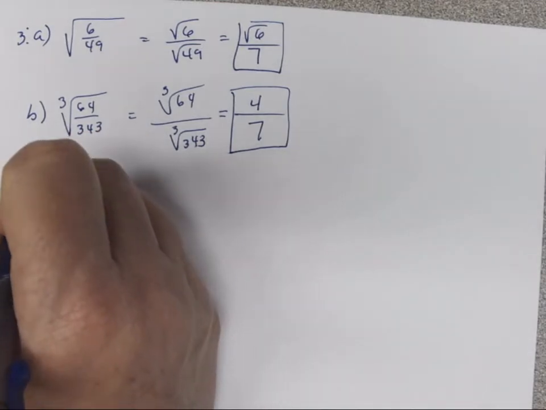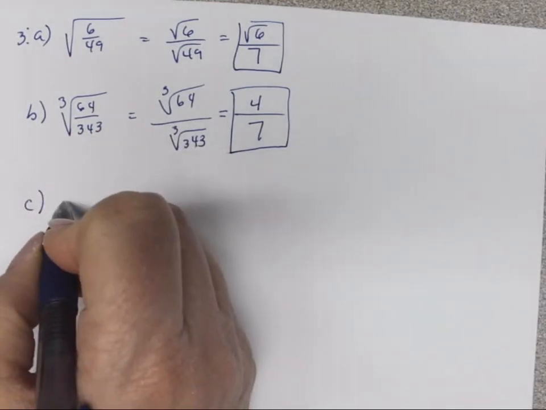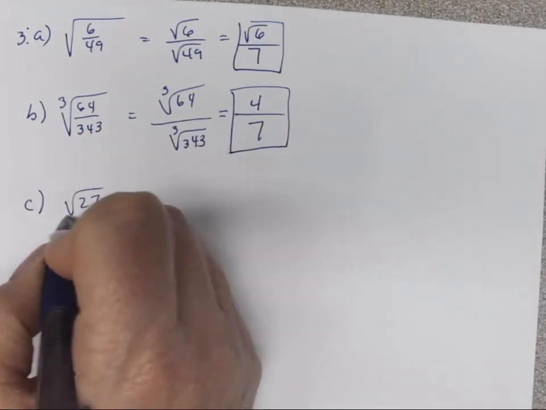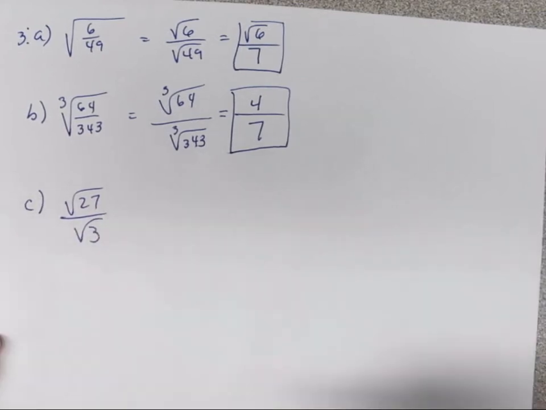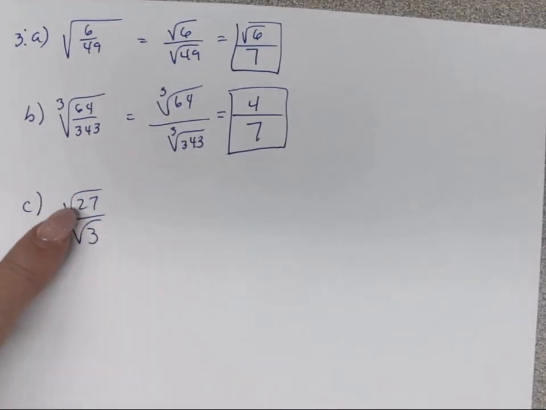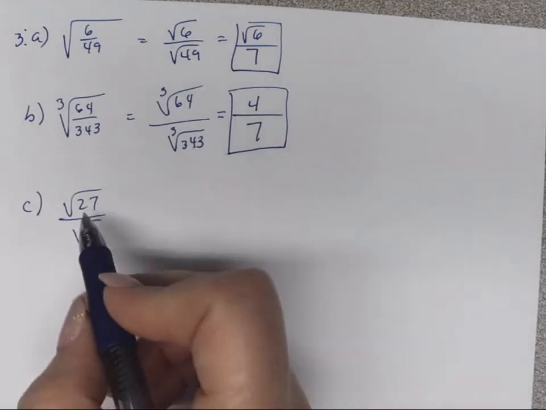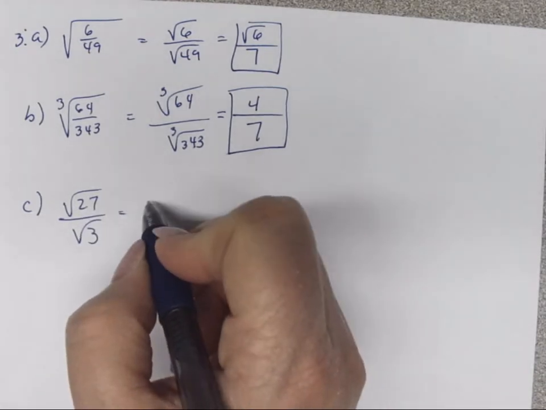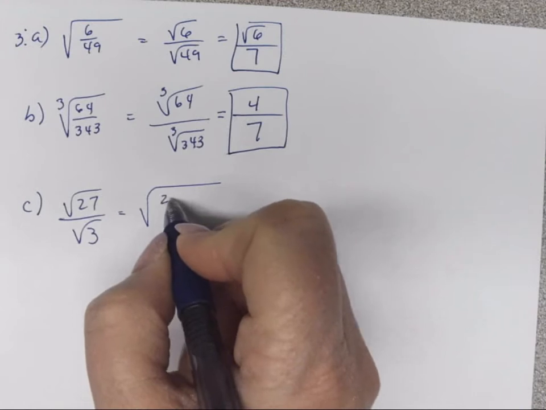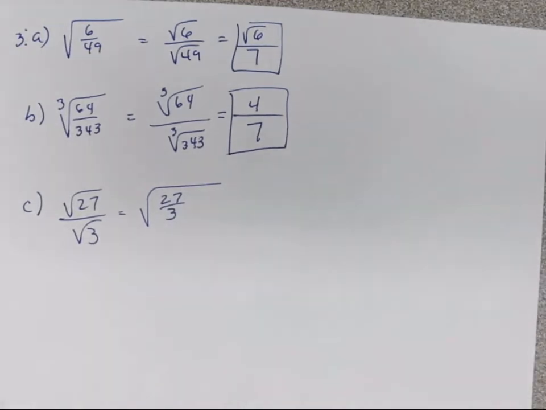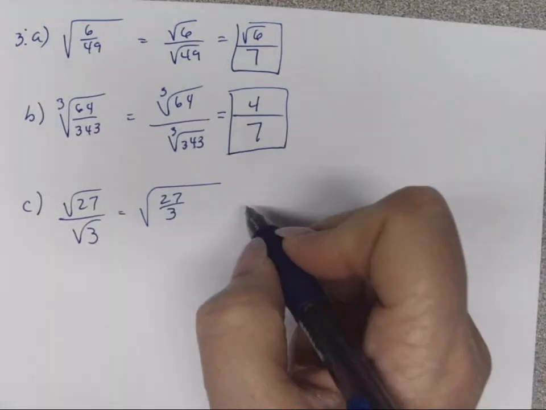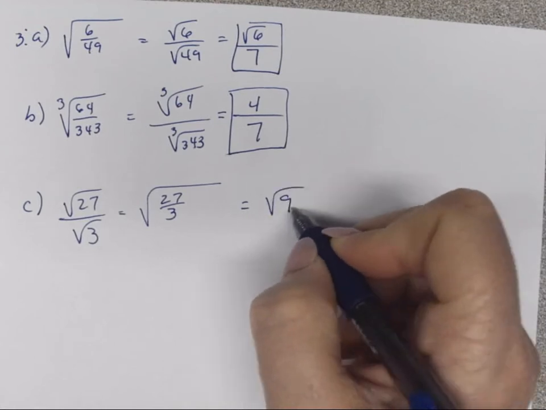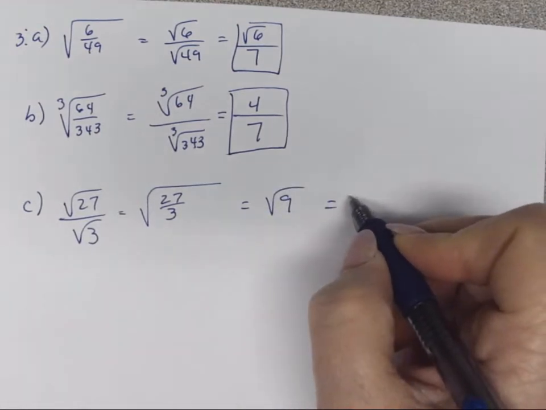All right, let's look at our third problem with this. We have the square root of 27 divided by the square root of 3. Now, 27 and 3 are both not perfect squares. So what we're going to do is put them back together because 27 does divide by 3. So I can put it back under one radical. And 27 divided by 3 would be equal to 9. And I can take the square root of 9, which is 3.